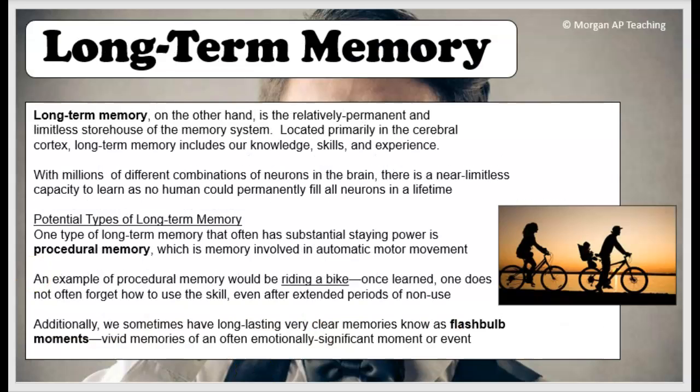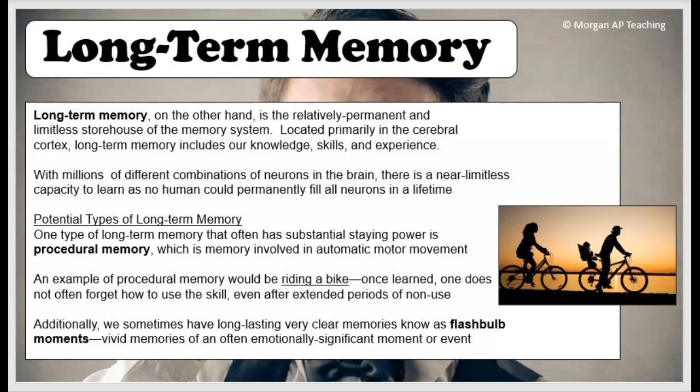All right, long-term memory. Long-term memory is the relatively permanent and limitless storehouse of the memory system. It's located primarily in the cerebral cortex, and it includes your knowledge, your skills, your experience. It's everything, right? From how to walk to how to ride a bike to, hopefully, the research methods, and things of that nature.